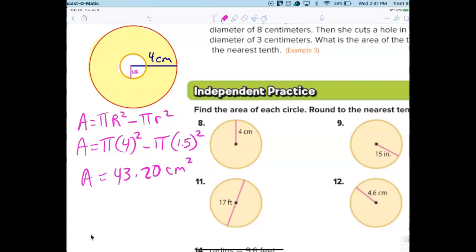Type it straight in. Go. Type in. Let's go. Look on your calculator. Pi times 4 squared minus pi times 1.5 squared. Boom, that's your answer.